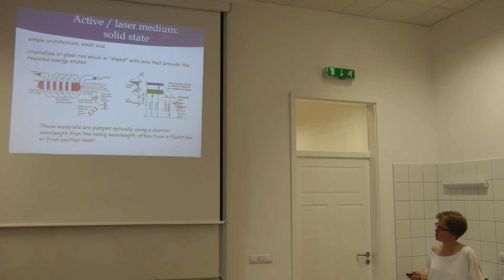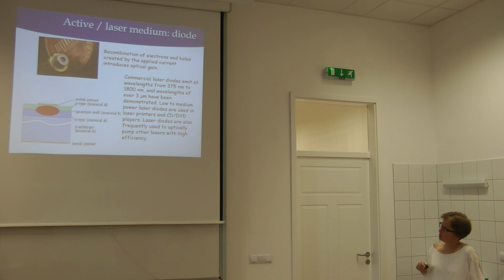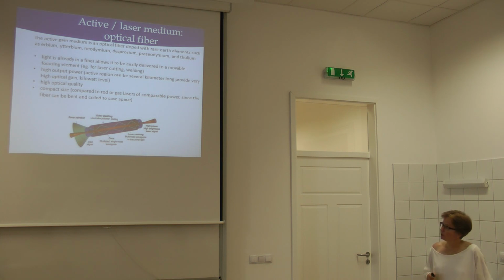The third one, probably the most widespread lasers, have a laser medium in form of a diode, and they are very well spread because they are very cheap, they are very small, they are very reproducible. Commercially, you can buy laser diodes from 375 nanometer to 1.8 micron at virtually any wavelength. And as I said, they are small, they are cheap, so if you don't need a lot of energy, you would probably buy a diode laser. And probably the most recent direction for producing lasers is the fiber lasers.